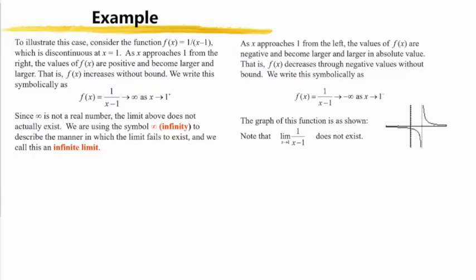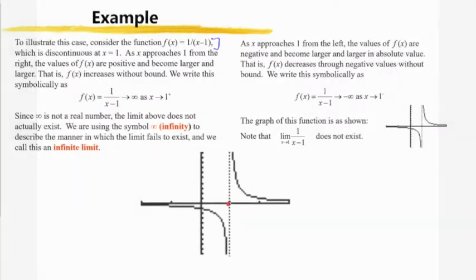So we have this example to consider. It says to illustrate the case, consider the function f of x equals 1 over x minus 1. So they're giving us a rational function. This is discontinuous at x equals 1, which means that we have a vertical asymptote at x equals 1. If we look at this graph where x is equal to 1, this vertical asymptote tells us that the limit from the left-hand side is going to negative infinity, and the limit from the right-hand side is going to positive infinity. So the limit does not exist. It's going to do two different forms of infinity.